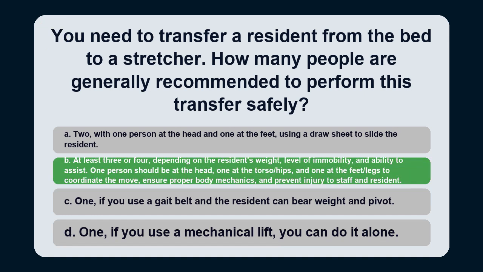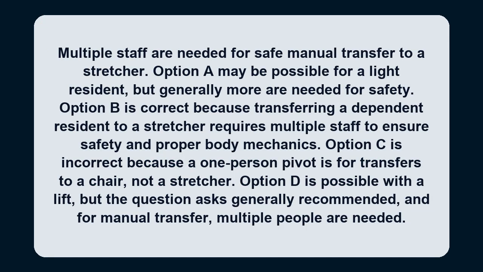The answer is B. Multiple staff are needed for safe manual transfer to a stretcher. Option A may be possible for a light resident, but generally more are needed for safety. Option B is correct because transferring a dependent resident to a stretcher requires multiple staff to ensure safety and proper body mechanics. Option C is incorrect because a one-person pivot is for transfers to a chair, not a stretcher.